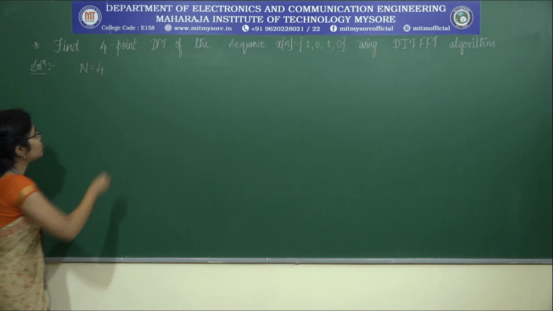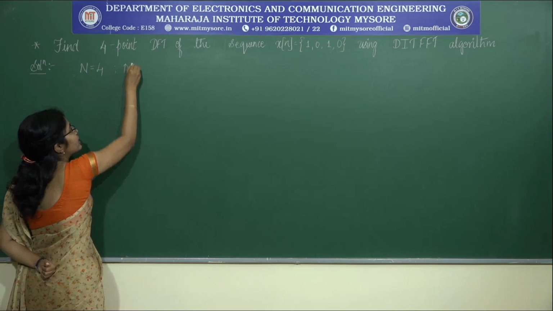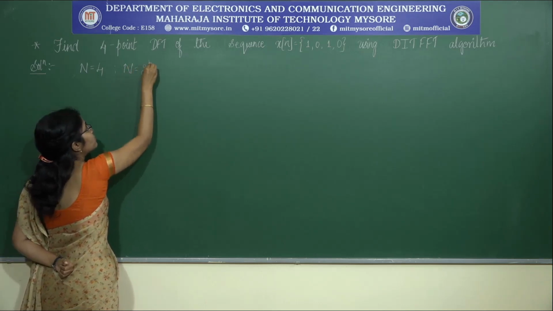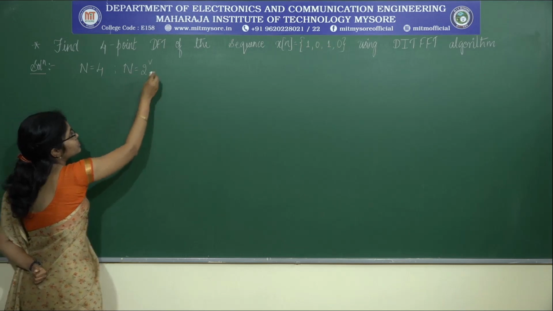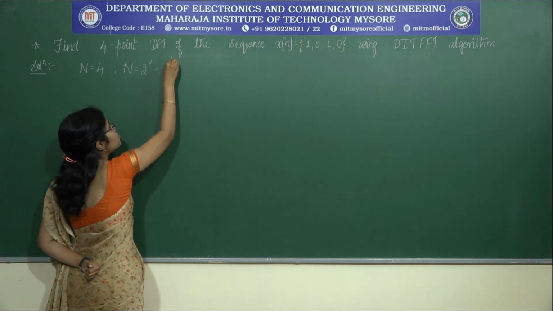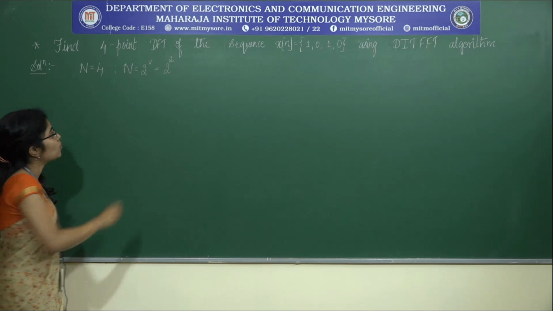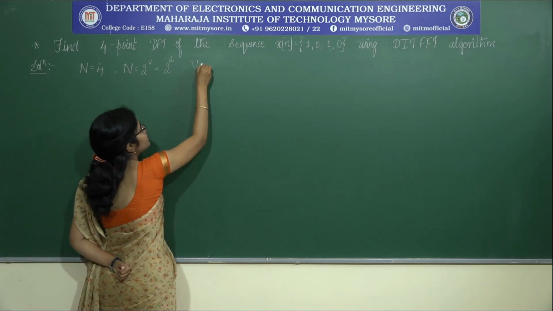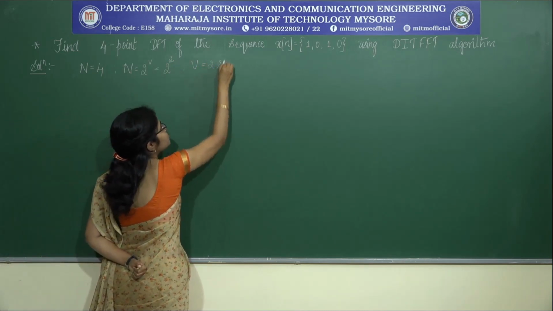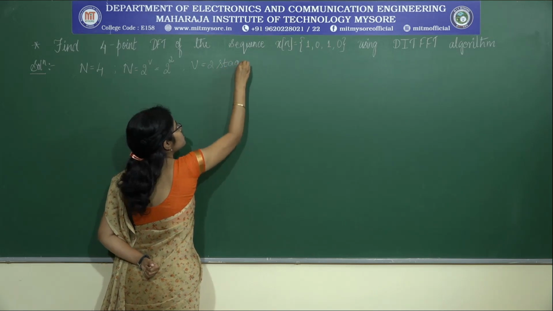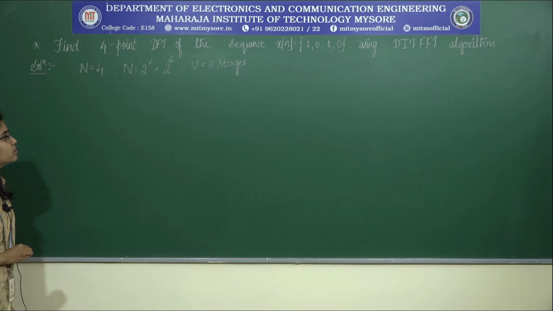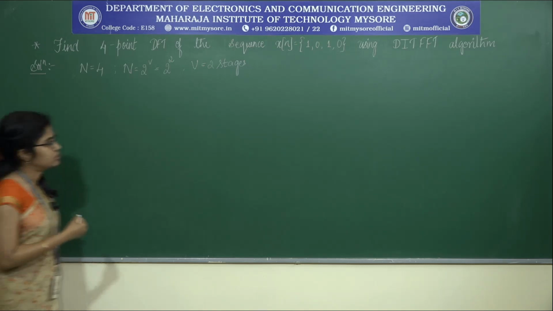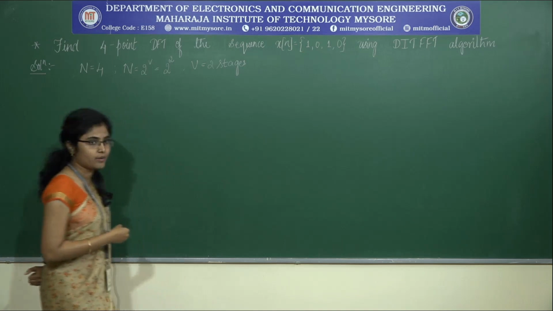We know the standard equation: N is equal to 2 power v. So if I express this 4 in that form, I can rewrite it as 2 power 2. So v is equal to 2. So how many stages will we have? We will have 2 stages. Like this you can find the number of stages. Hope it is clear.